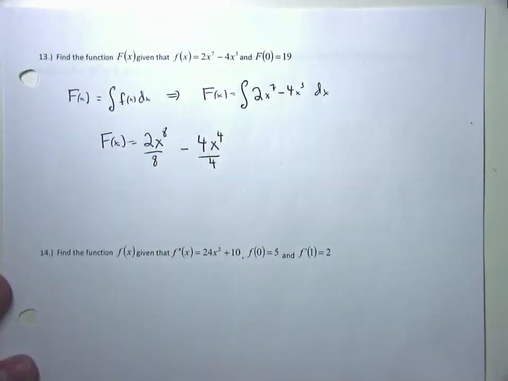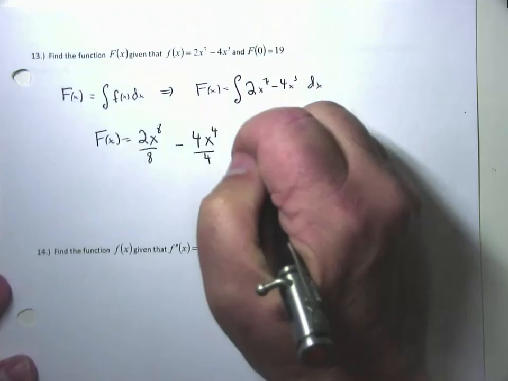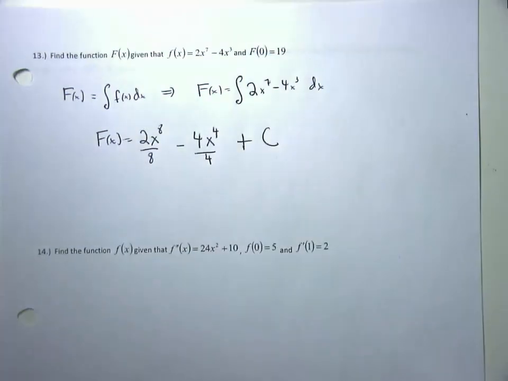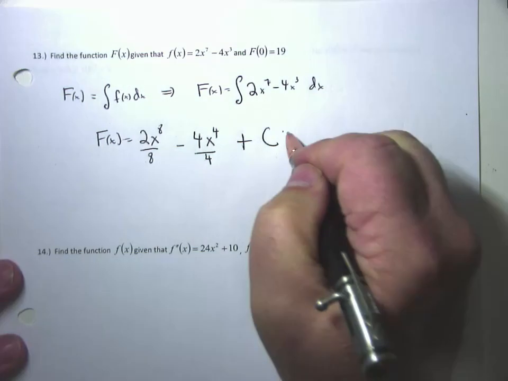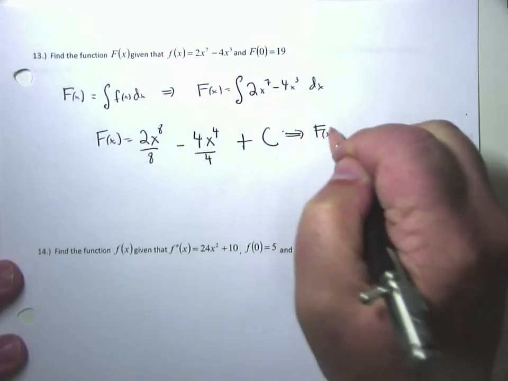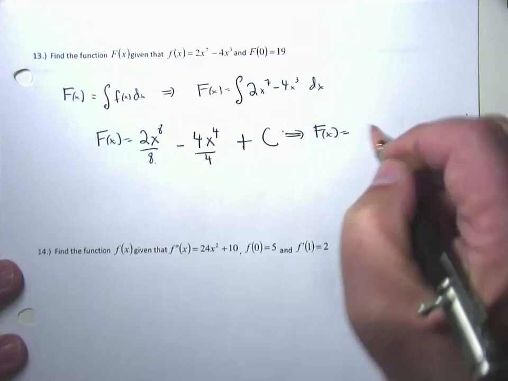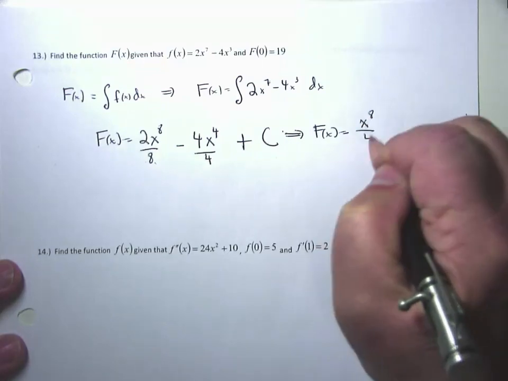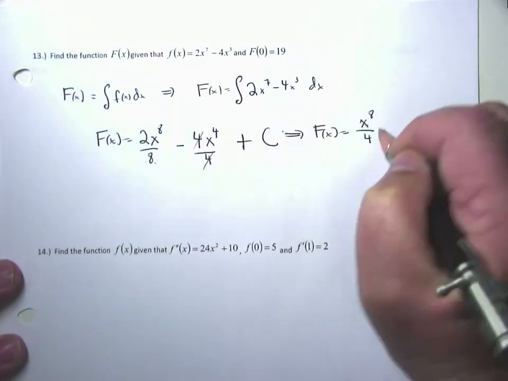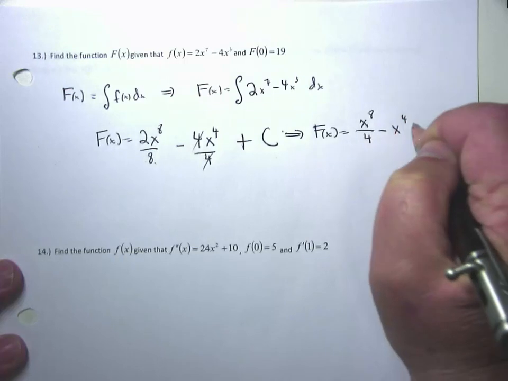Then what? Don't forget, with antiderivatives, what you got to put? Plus c, because the integral of 0 is some arbitrary constant. And everything has 0 added to it. So let's clean them up, and we get this. Big F of x is equal to, 2 goes in 8 4 times. That'll be x to the 8th divided by 4. Here the 4's cancel. Minus x to the 4th plus c.